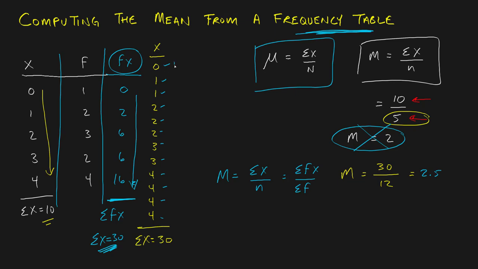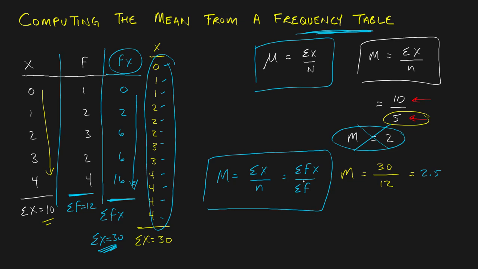Also, n will come from summing up your frequencies. Remember how I counted this big list here of all of my scores? I counted 12 of them. You can get that too by summing up your frequencies. The sum of your frequencies is 1 plus 2, that makes 3, plus another 3 makes 6, 2 more makes 8, plus 4 makes 12. So the formula ends up being the sum of fx over the sum of f. You won't necessarily need to remember this. What you do need to remember, however, is to create this new column, x times f, or f times x. Use that to get your sum of x.